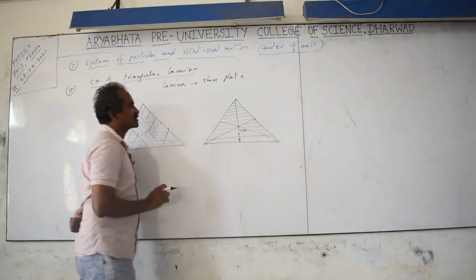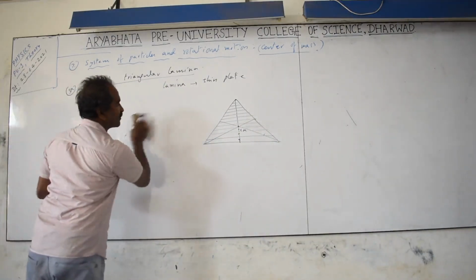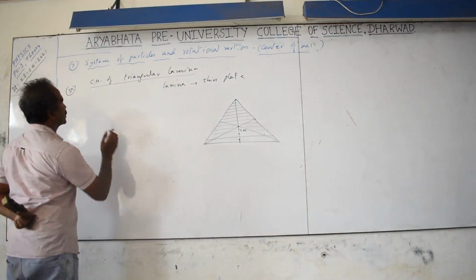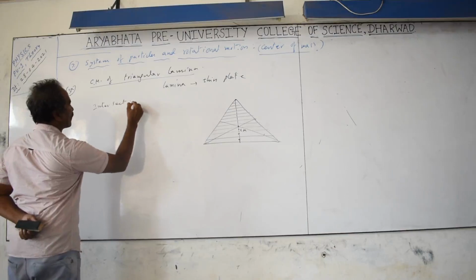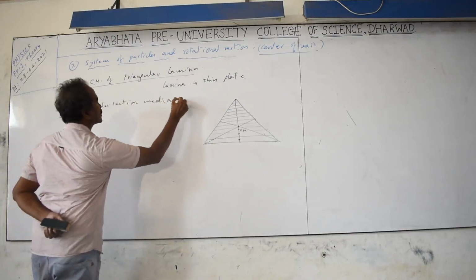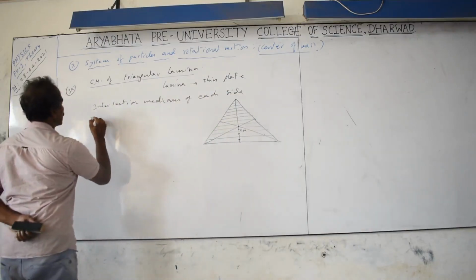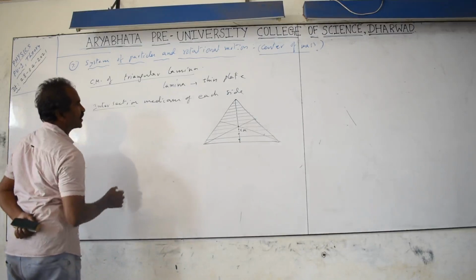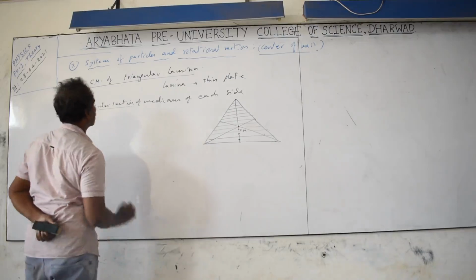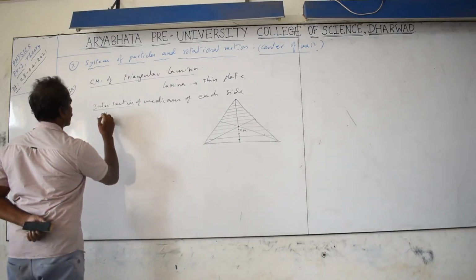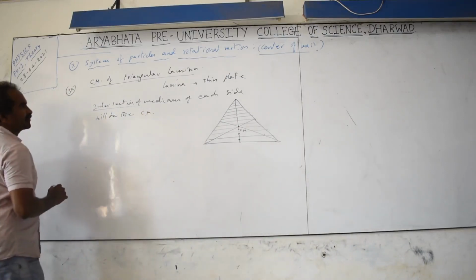So the center of mass of this triangular lamina can be found with the help of these methods. The intersection of the medians is the center of mass. Intersection means meeting point. The intersection of the medians of each side will be the center of mass of the triangular lamina.